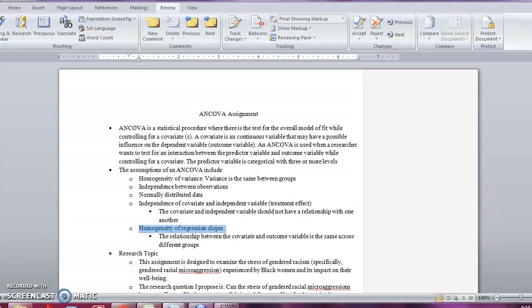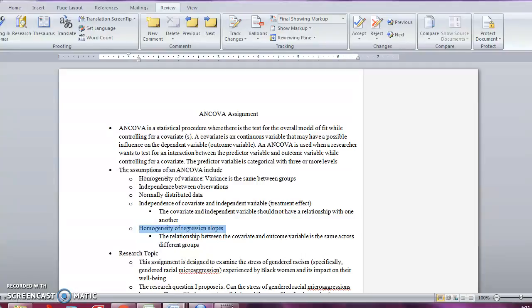So to get started, first things first, we have to ask ourselves, what is an ANCOVA? Essentially, it's an ANOVA with a C. It's a statistical procedure that tests for the overall model of fit while controlling for a covariate. And a covariate is a continuous variable that possibly has an influence on your outcome variable, or dependent variable, whichever one you would like to say.